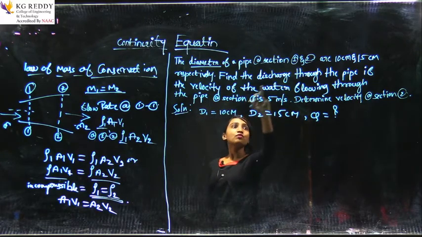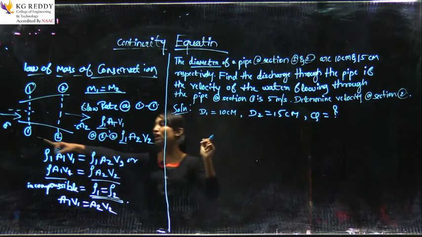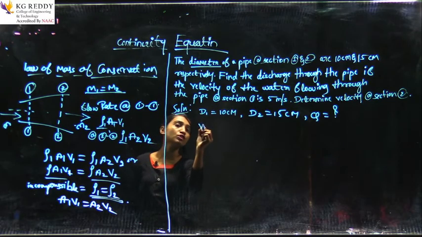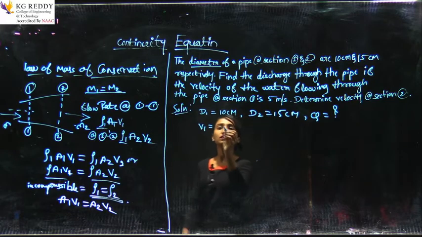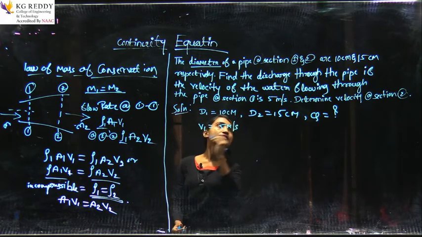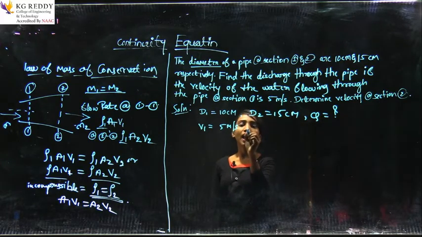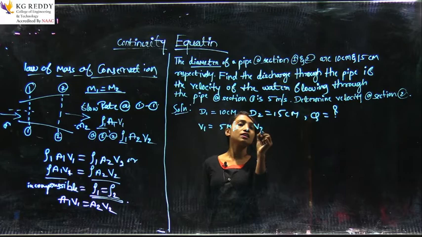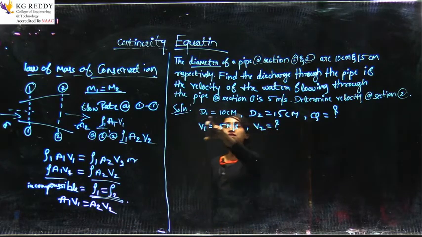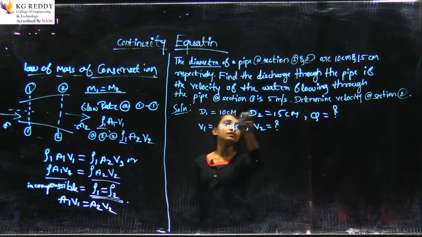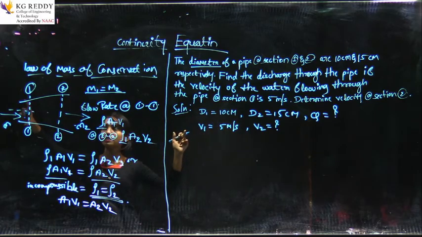If the velocity of the water flowing through the pipe at section 1, which they have given, is 5 meter per second, determine the velocity at section 2. They asked for the velocity at section 2. This is the given problem. As you can observe here, D1 is less than D2. It means this diameter is the lower.